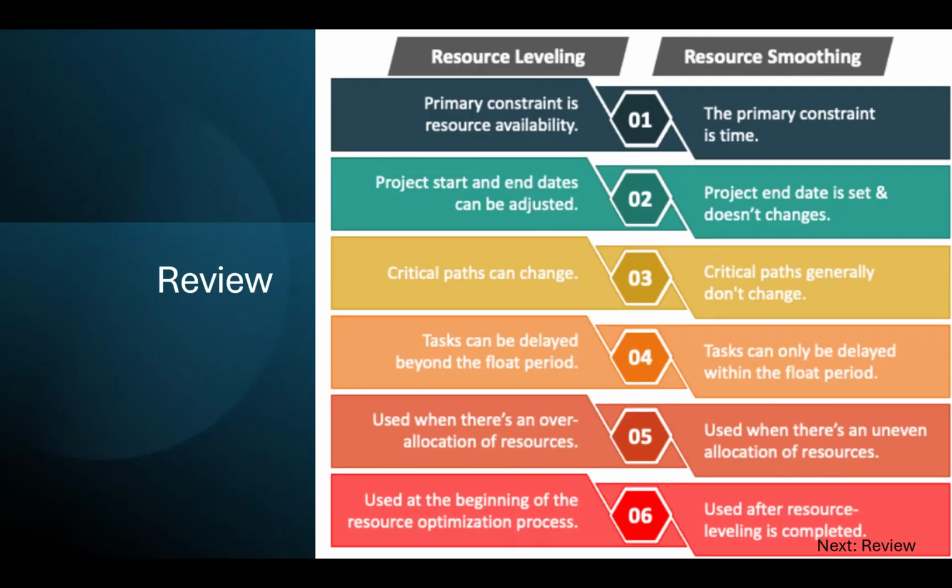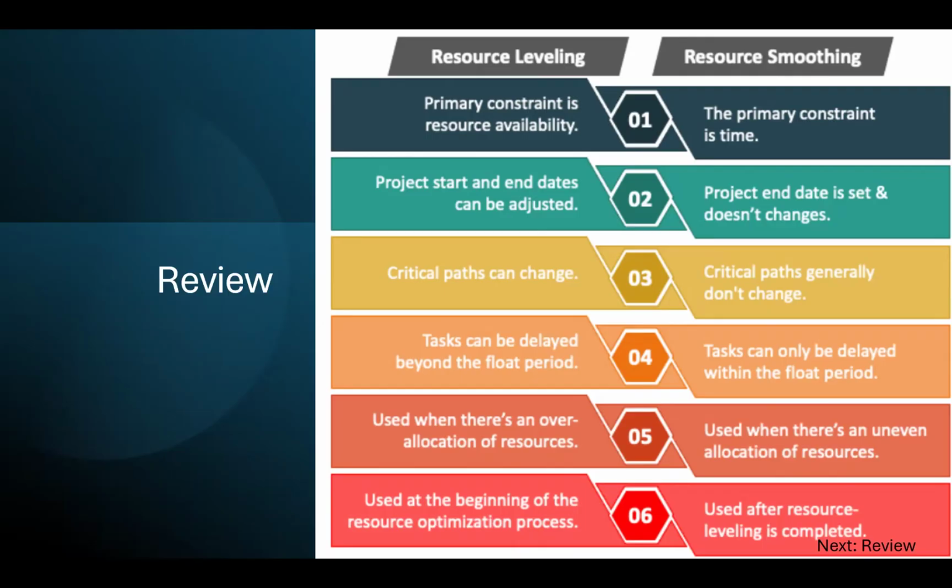Critical path may be changed using resource leveling, but resource smoothing, you never see, or typically never see a change in the critical path. With resource leveling, the task can be delayed beyond the float period, right? So they don't have to worry about the float period. But resource smoothing does have to be concerned about the float period because that's the only time that they can use to make changes and try to catch up to where they should be so they can achieve the stated end date.